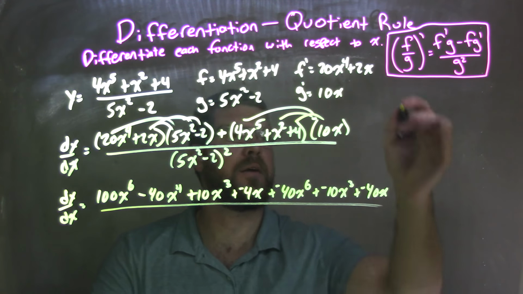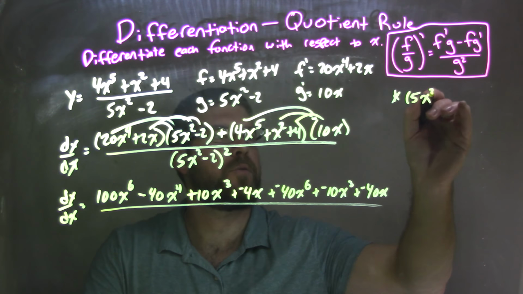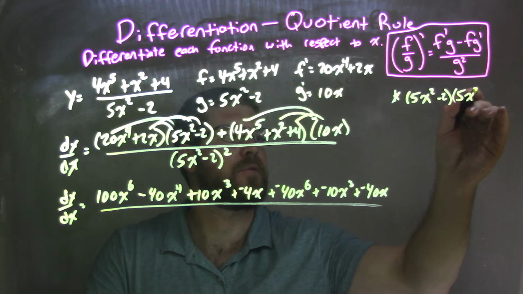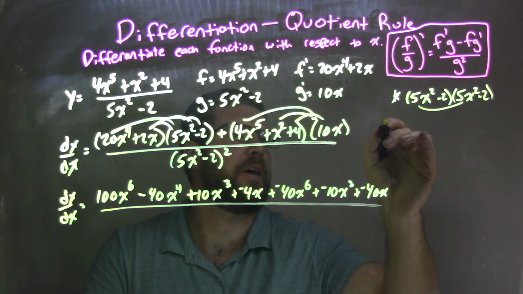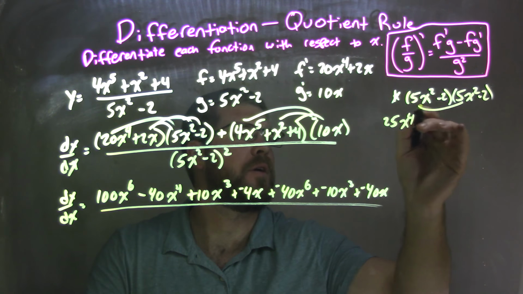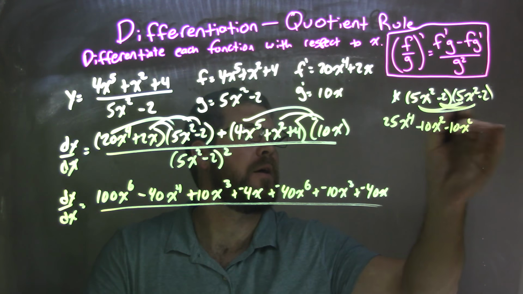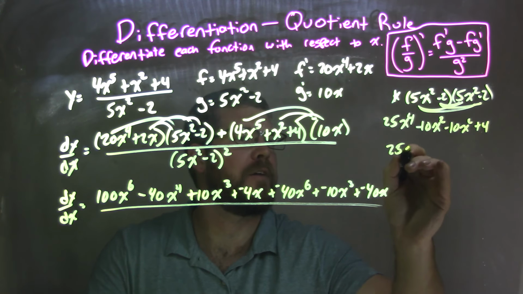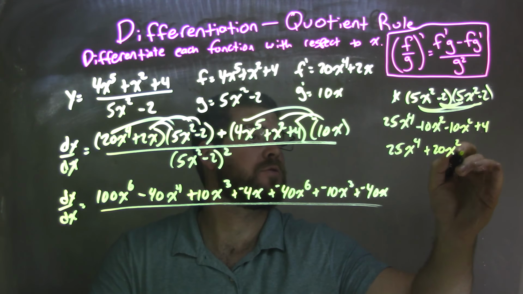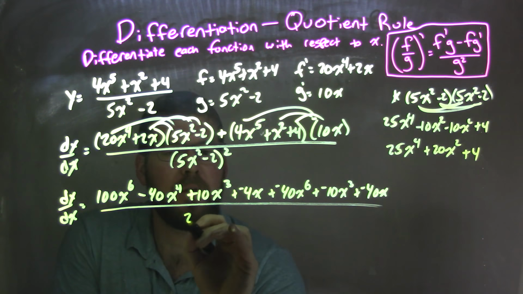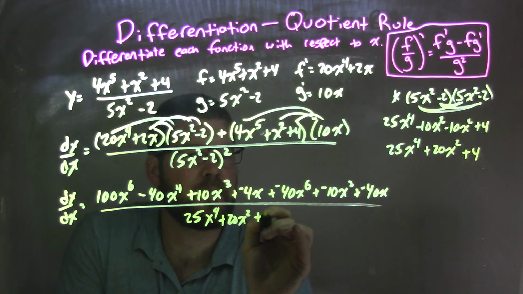All over my denominator, which I'm going to simplify right here. 5x squared minus 2 times 5x squared minus 2. Hopefully you're getting better at that. Multiply them out here. I have a 25x to the fourth minus 10x squared minus 10x squared plus 4. We have 25x to the fourth plus 20x squared plus 4. So I'm going to write that right here. 25x to the fourth plus 20x squared plus 4.